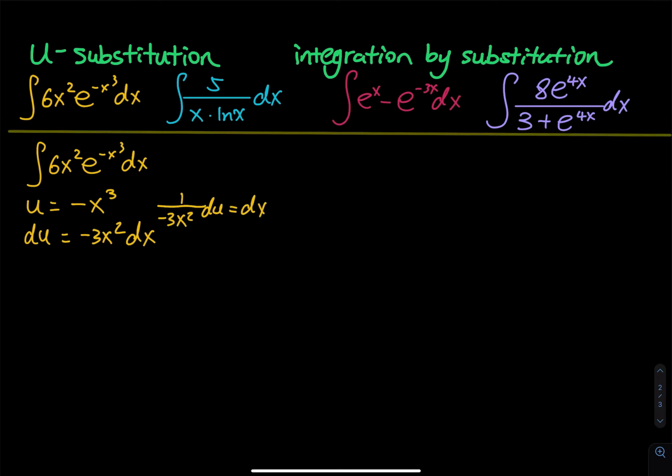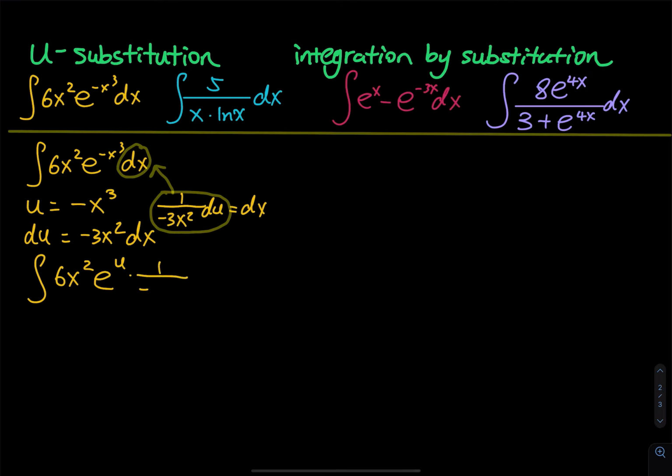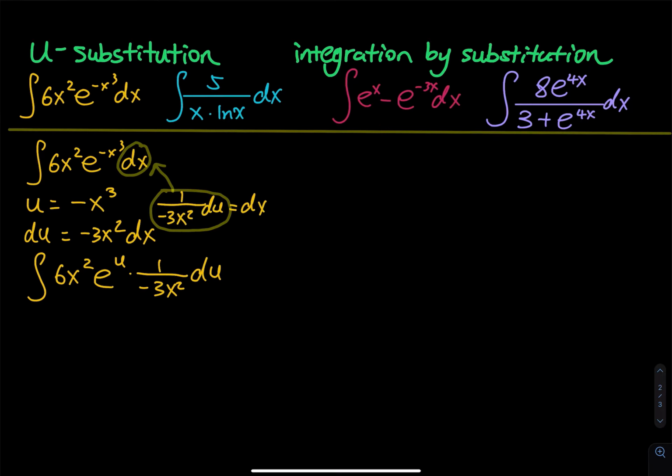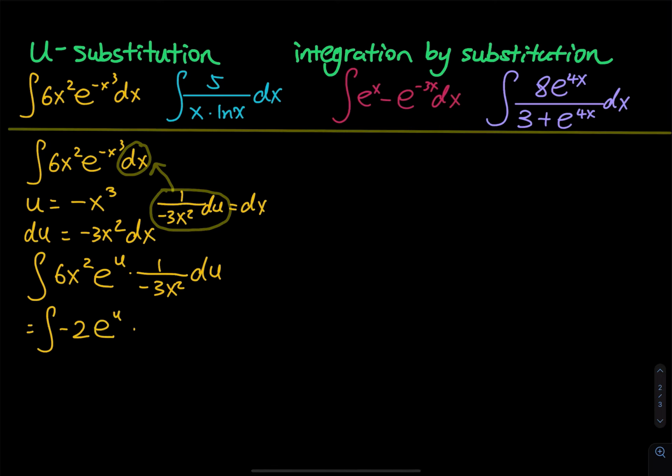And then you do a change of variable. So you will replace the differential with this. All right, and then that becomes the integral of 6x squared e to the u, right? And then 1 divided by negative 3x squared du. Do you see that there are some cancellations? So the 6 and the negative 3 become a negative 2, right? And then the x squared cancels with the x squared, and then you have e to the u du.